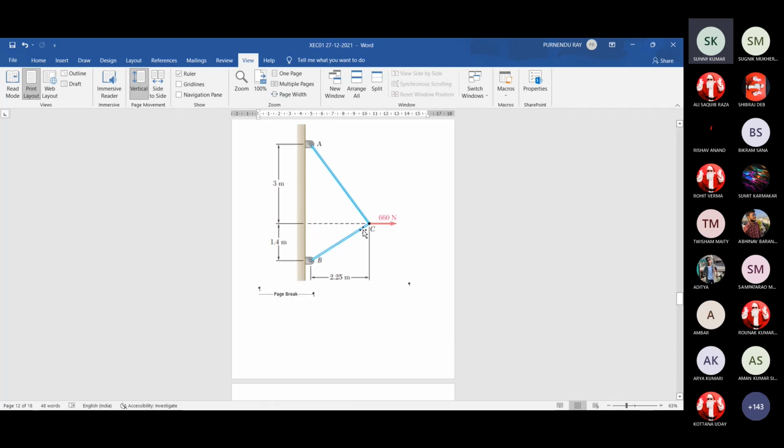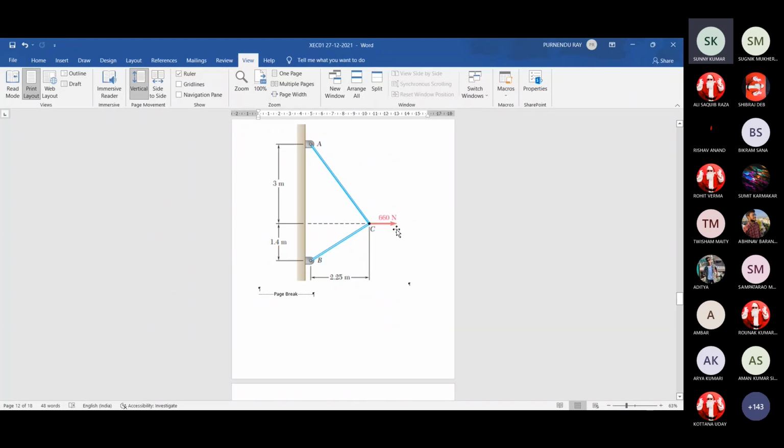So now we draw this force triangle. Of course, the free body diagram is the first thing. After that, we take a horizontal line proportional to 660 Newton. We calculate these angles from 3 meter divided by 2.25 meter, 1.4 meter divided by 2.25 meter, find their sines after those calculations of angles.